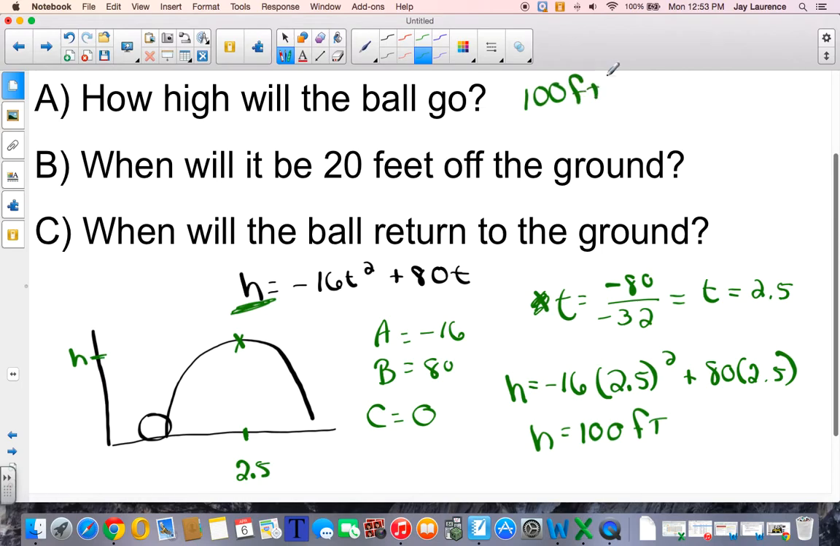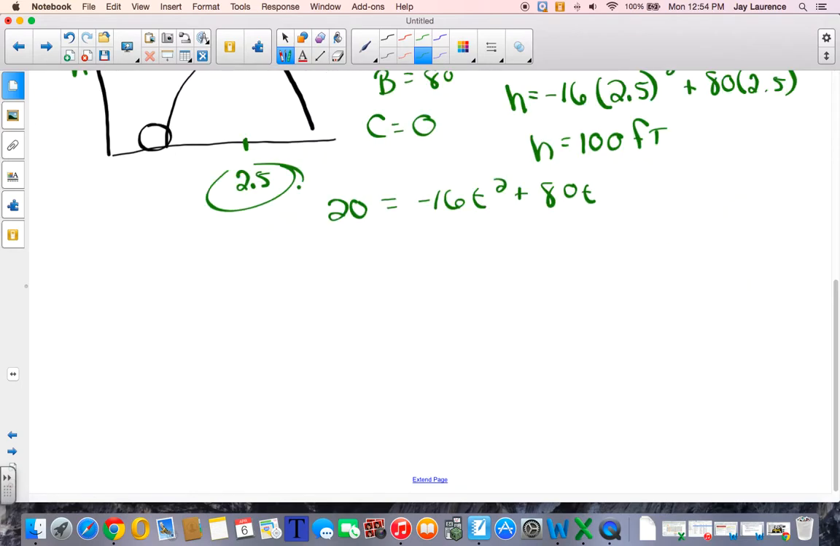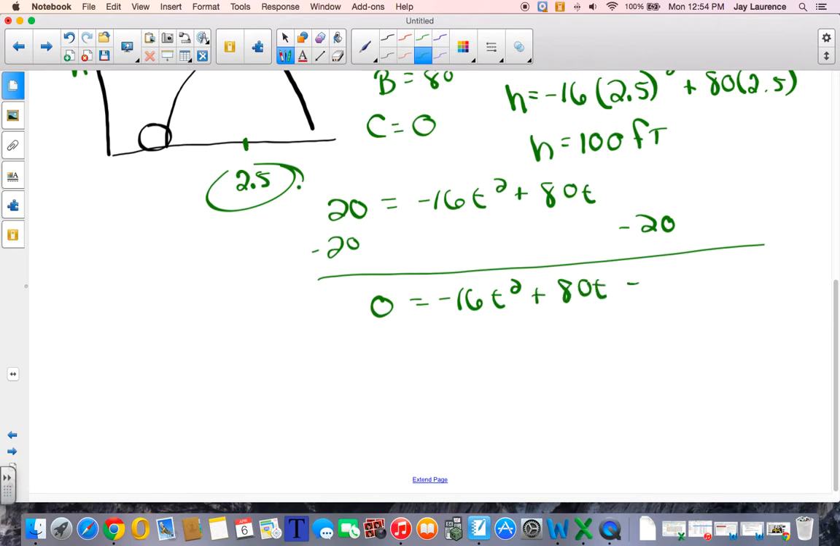Okay, how long will it take to get there? I know that wasn't asked, but I know the information: 2.5 seconds. Okay, when will it be 20 feet off the ground? Well, I take this original equation here. I plug 20 in for the ending height. And then I get it equal to 0 by subtracting 20 from both sides. And now I'm going to go looking for the zeros. Yeah, the zeros are going to tell me when it's 20 feet off the ground.